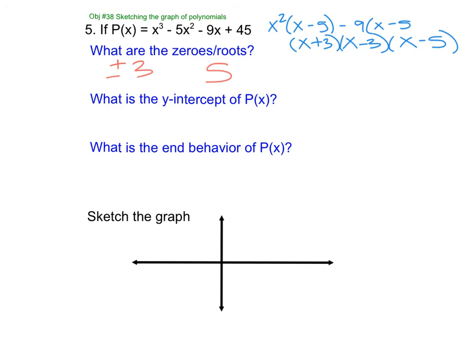Sorry, I'm getting lazy. Y-intercept. If we plug in 0, what do we get? So if I plug into the original, it's just 45.